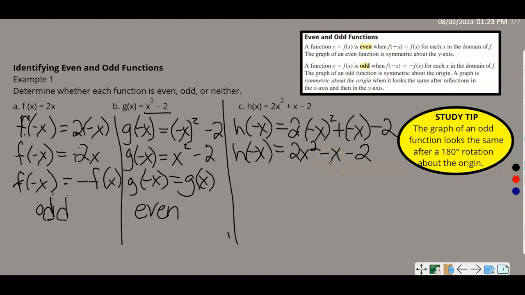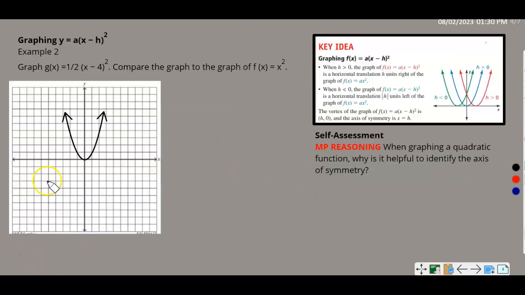So because it's not negative f of x and it's not f of x, that means this one is neither even or odd. So this one is neither. And again, you're just checking to see. It would be even if it ended up to be this. It would be odd if it was the opposite of this, which would be negative 2x squared minus x plus 2. That's not what we got. So because it didn't end up being either one of those, it's neither.